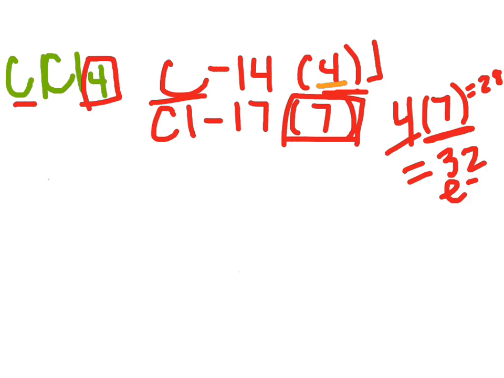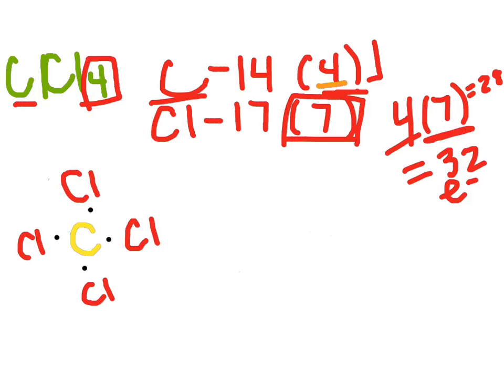Alright, so what you're going to do is you're going to have carbon in the middle, right? So carbon, and that has 4 electrons. So 1, 2, 3, 4, right? Alright, next up, chlorine. Let's do chlorine. You've got 4 chlorine, so you're going to go 1 on this side, 1 on this side, 1 on this side, and 1 on this side. So how many electrons does chlorine have? 7. 1, 2, 3, 4, 5.